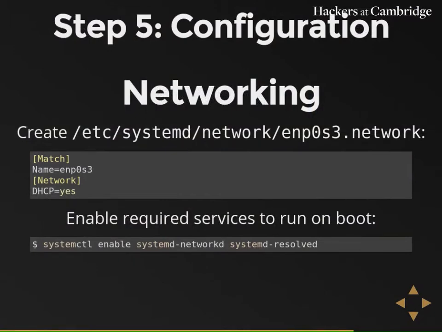Cool. And then what we need to do is enable the services so that they run on boot. At the moment, it's just a file. We need to actually tell the services to do stuff with the file. For that, we use systemctl, which controls the system, and we're enabling 2 services: systemd-networkd, which sets our network configuration, and systemd-resolved, which does our DNS resolution.